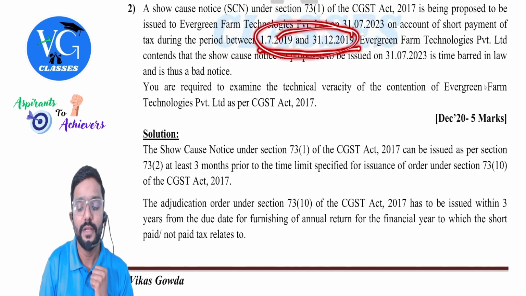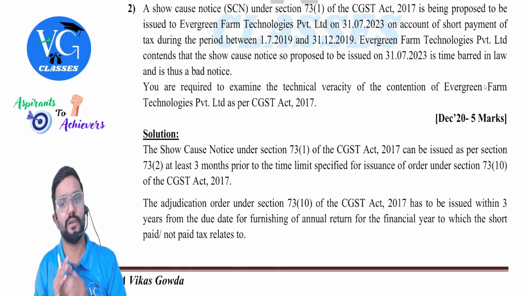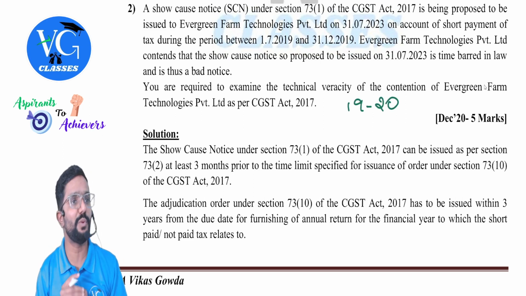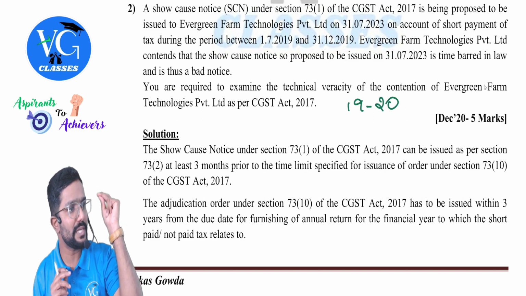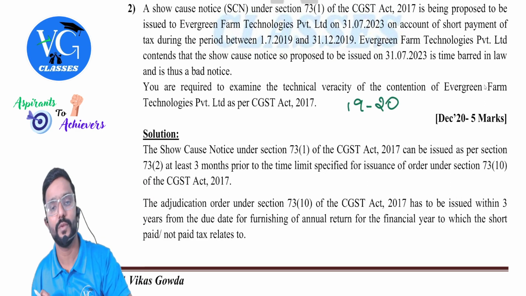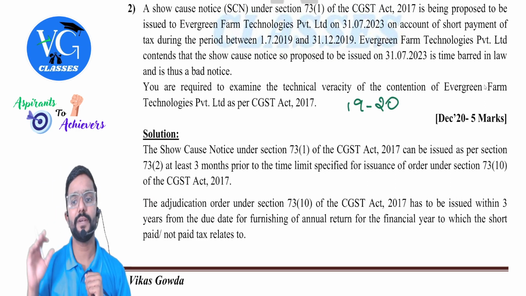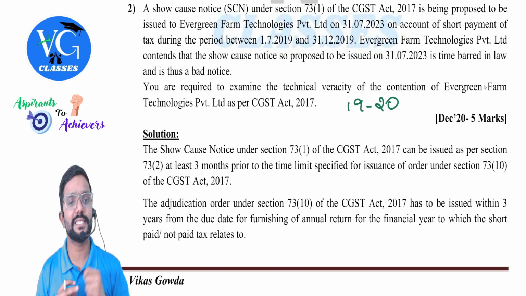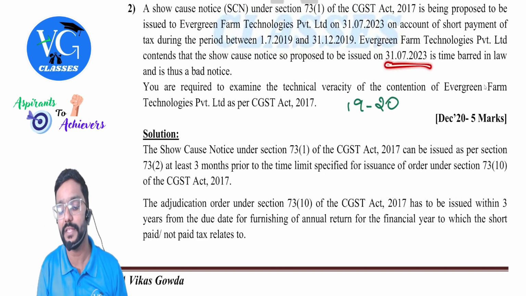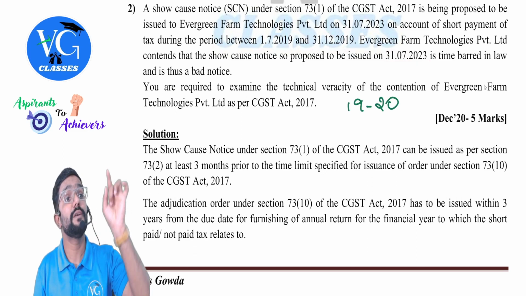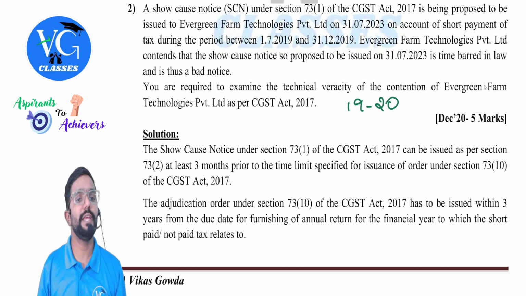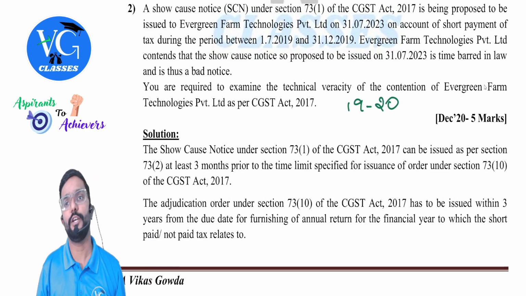Guys, this period is the period covered under the notice or the order. Now, this will fall in which financial year? 1920. First lock that. The notice has to be issued for a period which is for financial year 1920. Evergreen Farm Technologies Private Limited contends that the show cause notice so proposed to be issued on 31st July 2023, means they want to give the notice on what day itself? The proper officer, 31st July 2023, is time barred in law and is thus a bad notice.